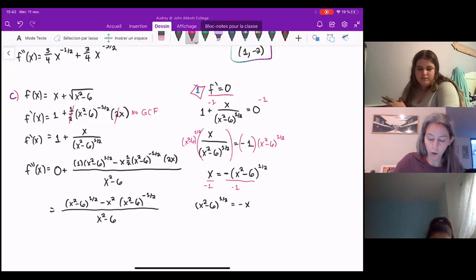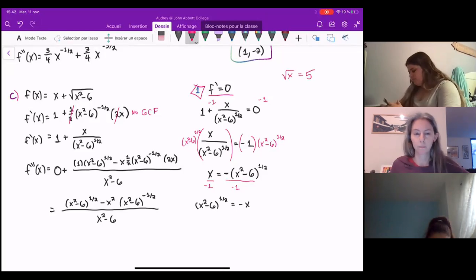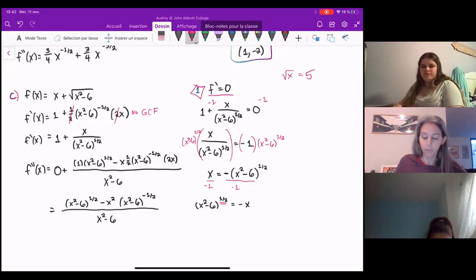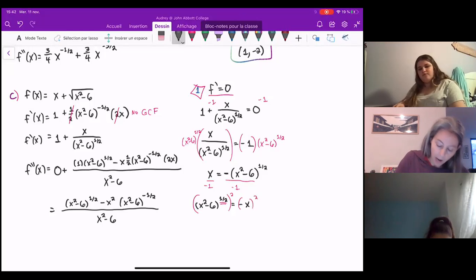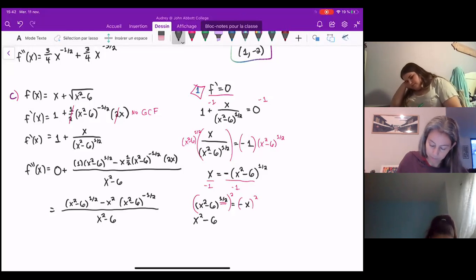If I have like the square root of x is equal to 5, what can I do? So we've talked about how we deal with those powers before. You got it, 5 squared. So here I'm going to square both sides to get rid of that 1/2. So I'm squaring both sides, and I get that x squared minus 6 is equal to x squared.